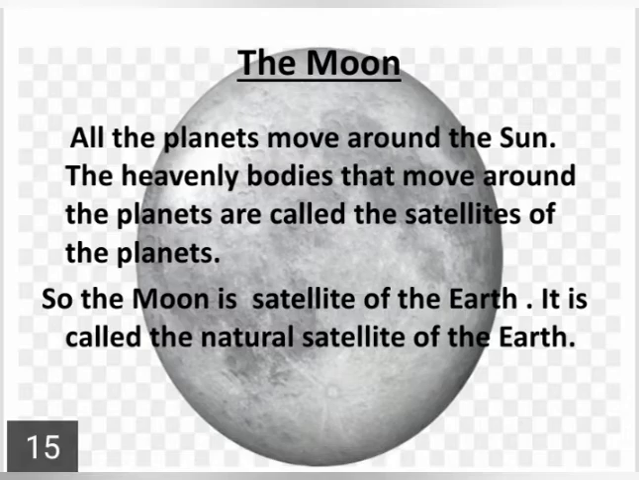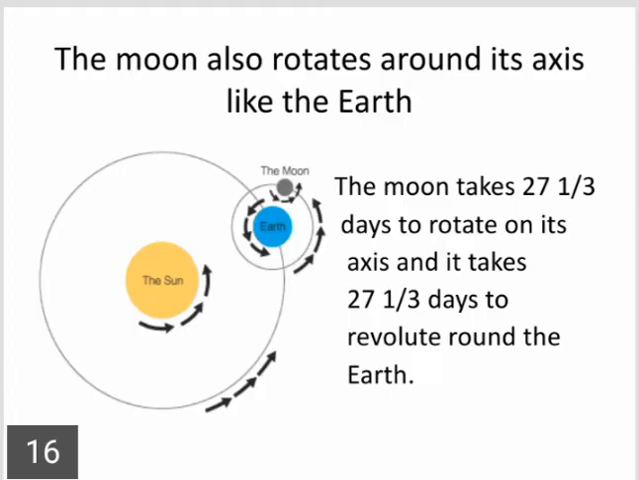The heavenly bodies that move around the planets are called the satellites of the planets. So, the Moon is a satellite of the Earth, and it is called the natural satellite of the Earth. Now, as the Earth rotates around its axis in 24 hours, similarly, the Moon also rotates around its own axis in 27 and 1/3 days. And the Moon takes about 27 and 1/3 days to complete one revolution around the Earth.